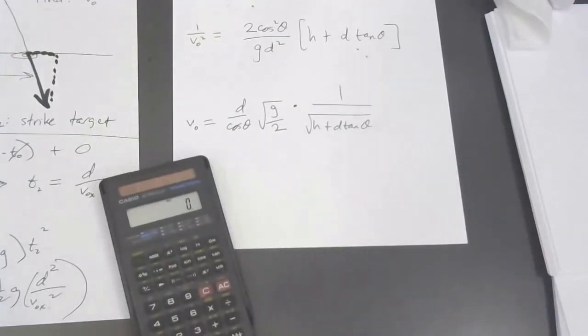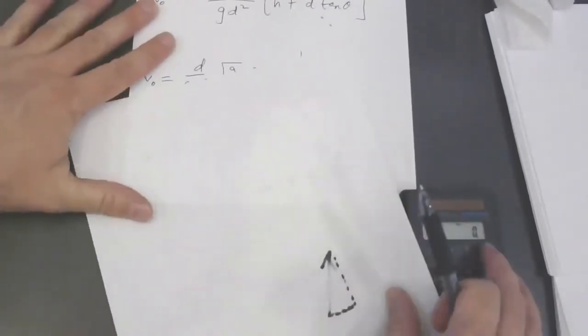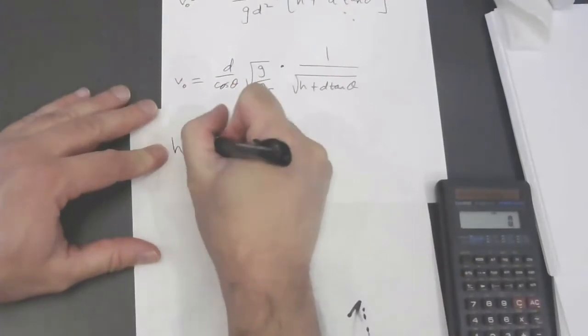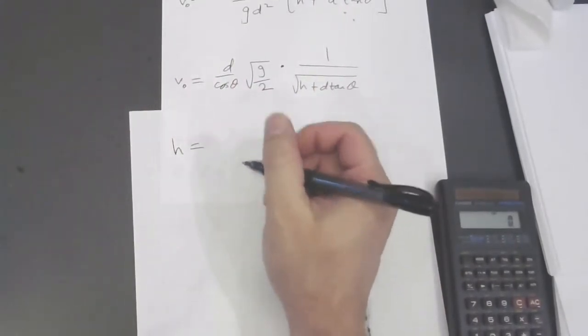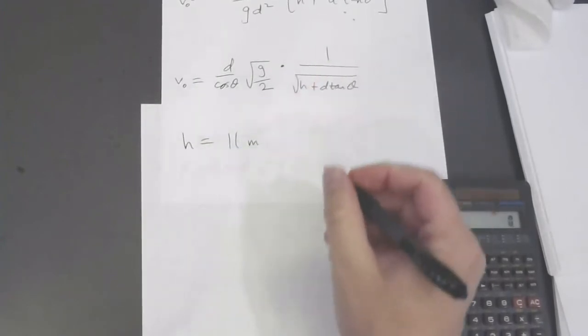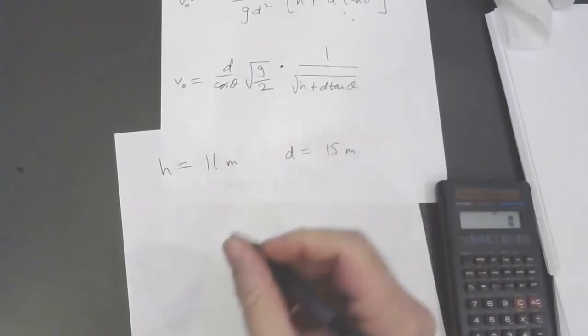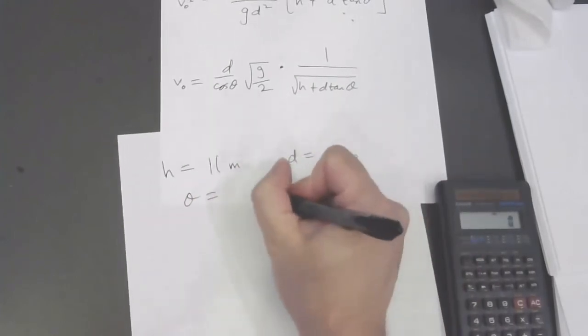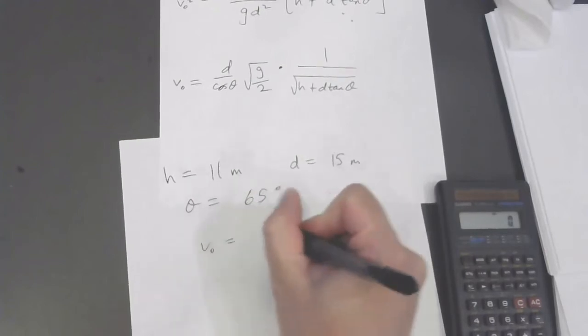Okay, I'm going to attempt to do this all at once here. Remember, the height I chose, I think it was 11 meters. The distance to the target was 15. I chose a launch angle of 65 degrees. And I'd like to know what the required speed is to get it to the target.